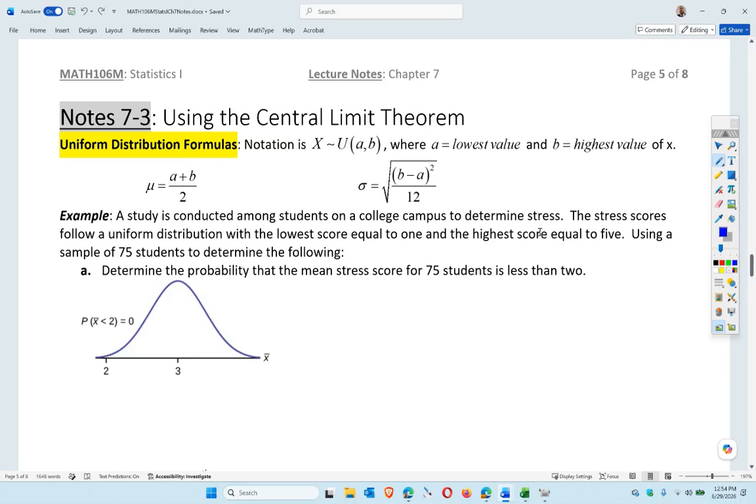All right, this is chapter 7, section 3, using the central limit theorem. So now we're going to do some applied problems. Essentially, no matter what the distribution is, you can use the normal distribution, or the bell curve, to estimate the problem. Even if it's not normal to begin with, this is what we proved in the first section, right?